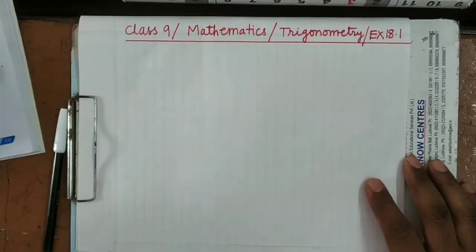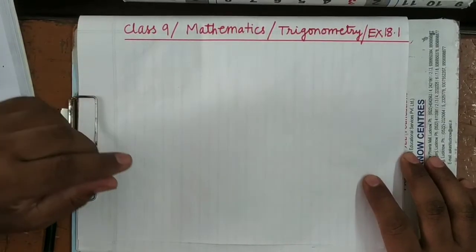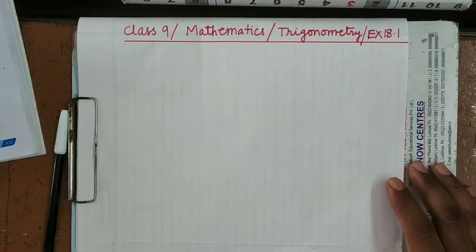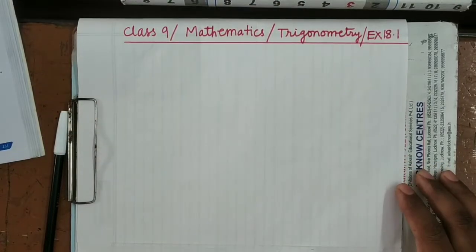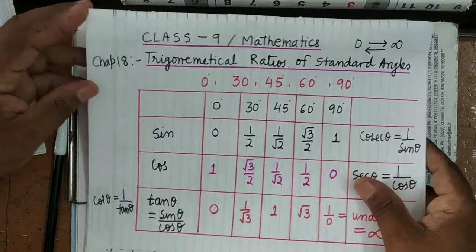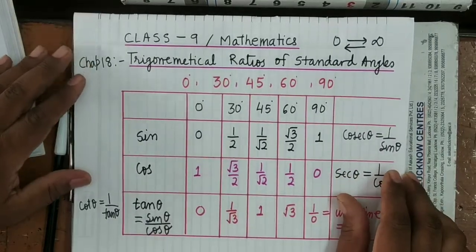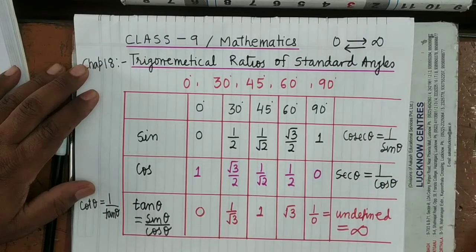Hello students, today I am going to begin the remaining questions of exercise 18.1. Now this exercise of trigonometry is based on the trigonometrical ratios of some special angles. In the previous lecture I told you the values of trigonometrical ratios of some special angles.